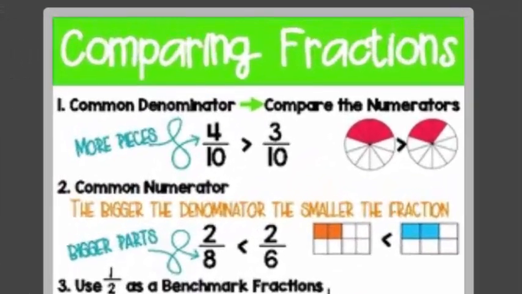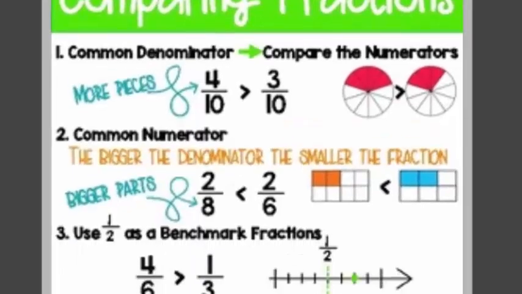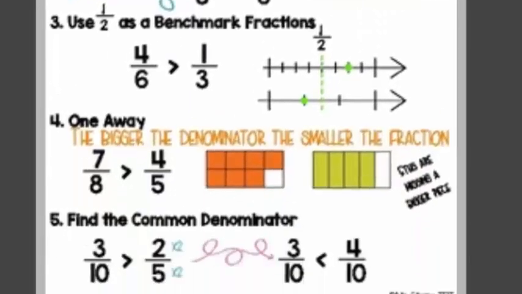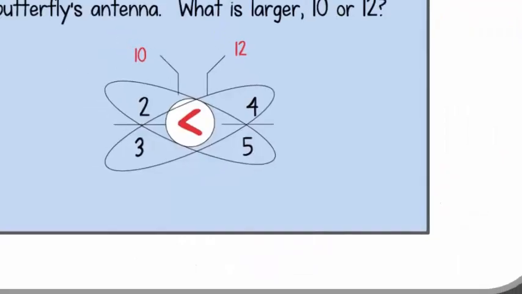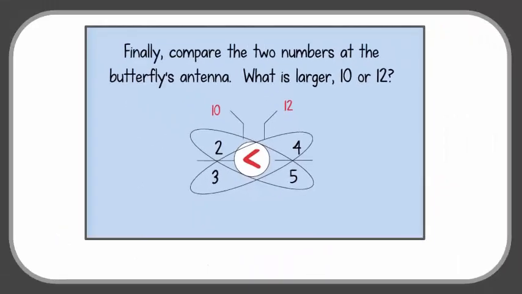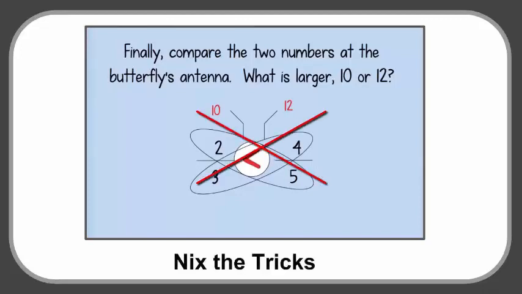Students can use common denominators, common numerators, benchmark numbers such as 1/2 and 1 whole, as well as creating common denominators or numerators. It is important that tricks are not introduced as a way to compare fractions. The butterfly method takes away from helping students develop number sense and negatively impacts student understanding.